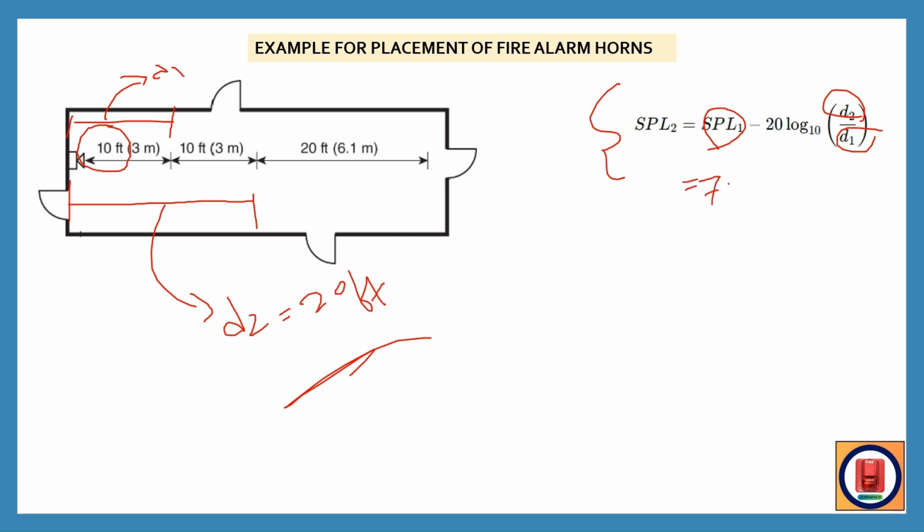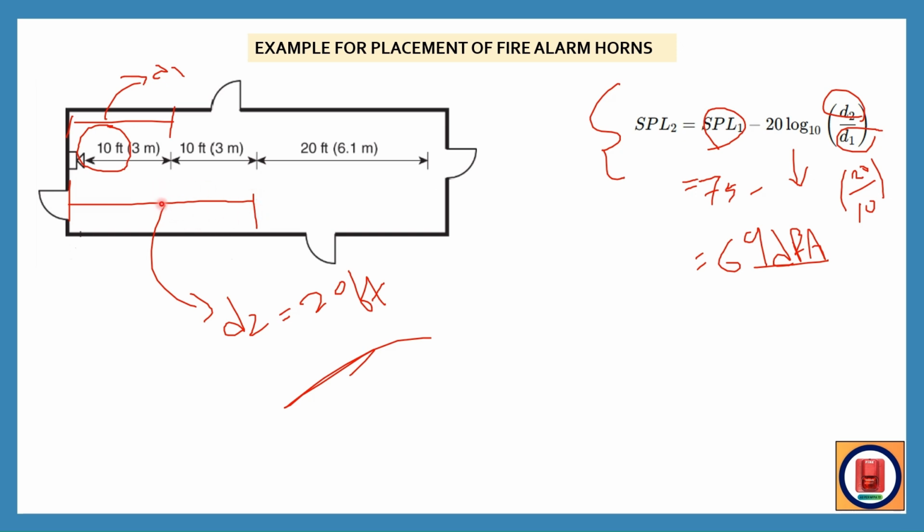So we are going to get the value of SPL2. Here D1 will be 10, D2 will be 20. This needs to be entered here. So we are going to get about 69 dBA at this particular point, or at 20 feet we are going to get 69 dBA.